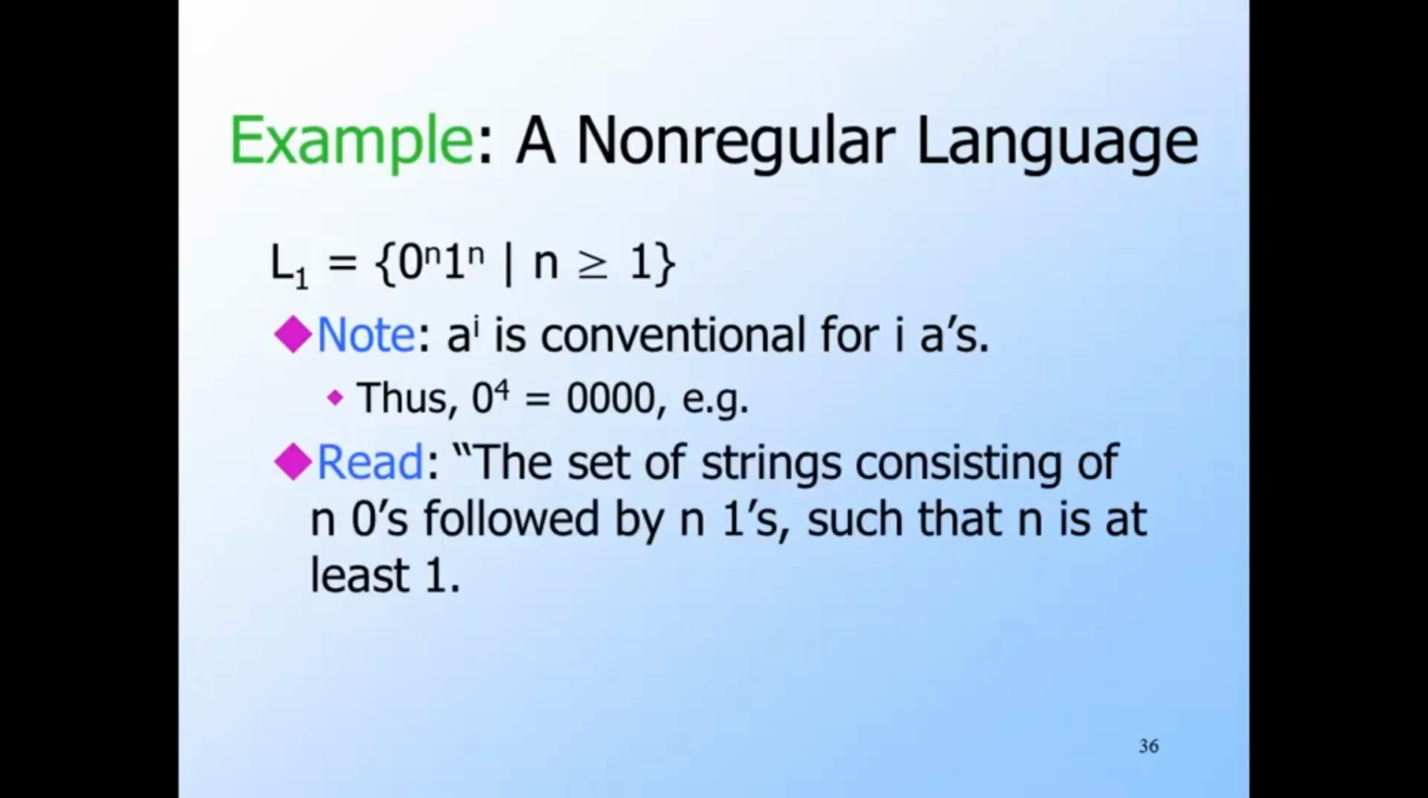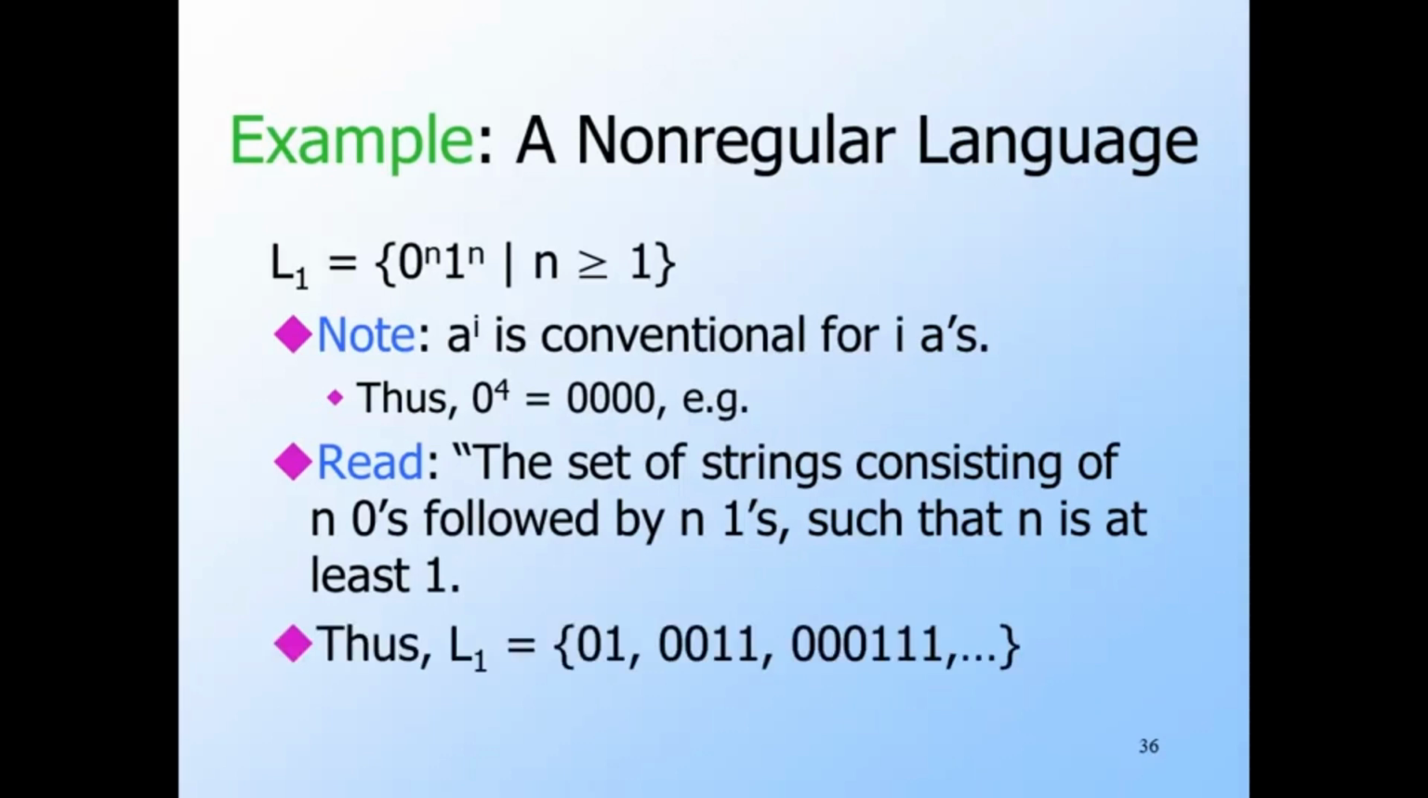Thus, we read this set former as 0 to the n, 1 to the n, such that n is equal to or greater than 1, or more verbosely, the set of strings consisting of n zeros followed by n ones for some n equal to or greater than 1. The strings of the language L1 are thus 01, 0011, and so on.